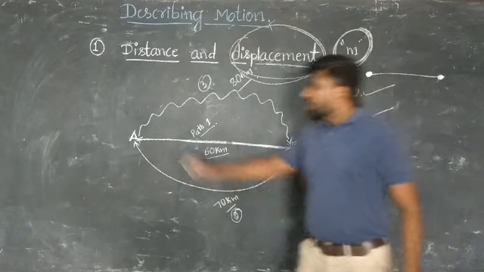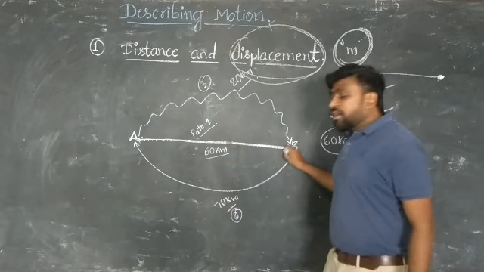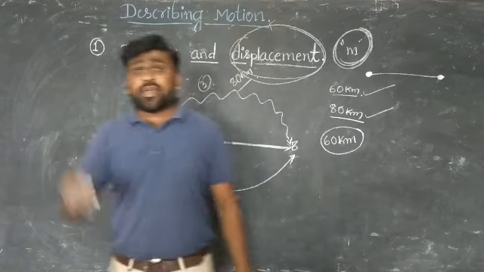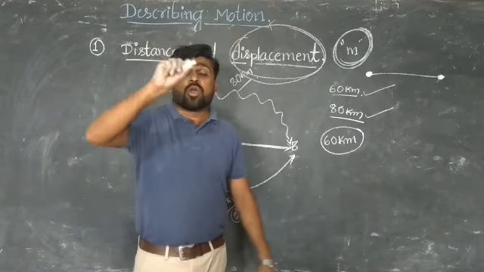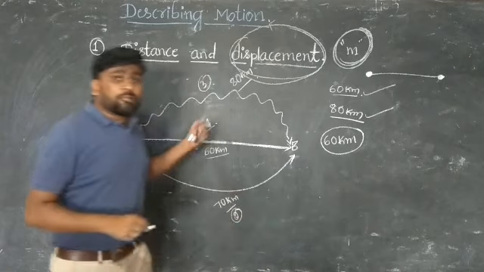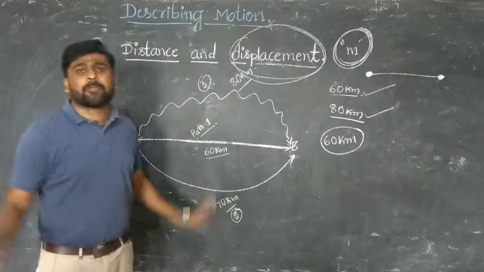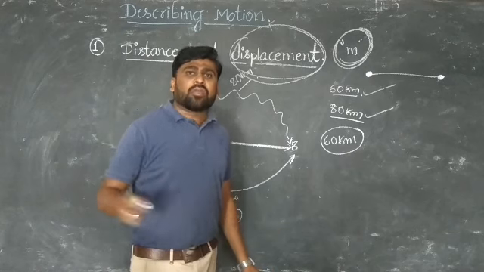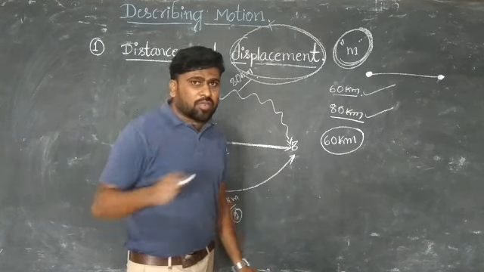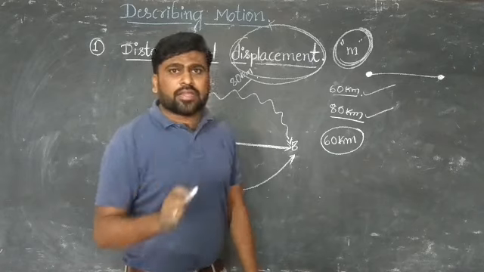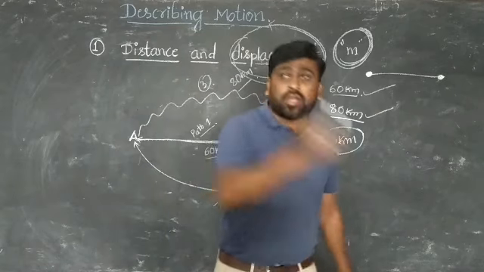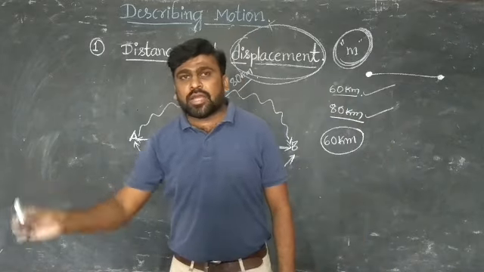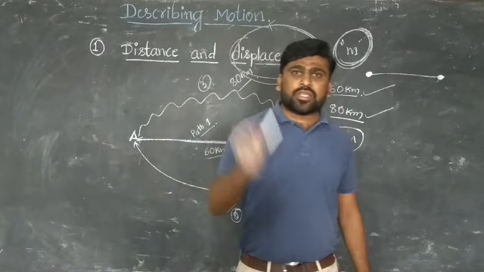If I go from A to B and then come back from B to A, that time displacement will be zero. Why is it zero? Starting point and ending point will be the same. The starting point and ending point will be the same. That time displacement is equal to zero. Regarding displacement, change of the position. I have gone from here to here, and if I come back there again, that time displacement is zero.